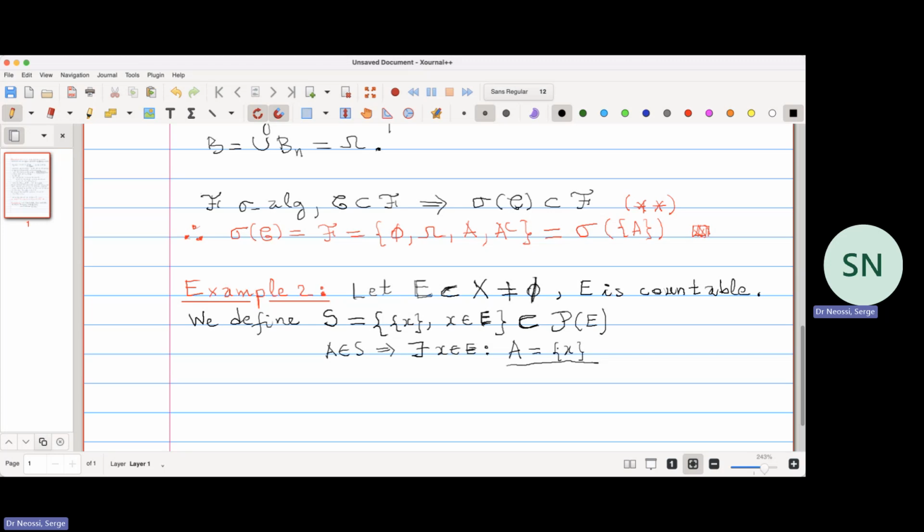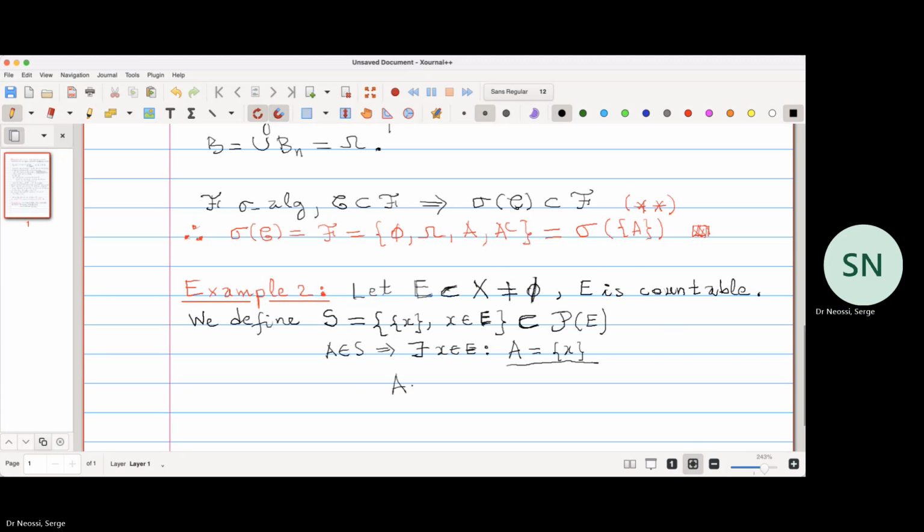But it doesn't mean that it's just a singleton, right? So if A is a singleton, it will be made of just one element. It can be made of one element, a finite number of elements, or infinitely many elements because this E is countable. So it can be any of these. But in any way, what I want to show here is that the element that we will get here will be an element of this form.